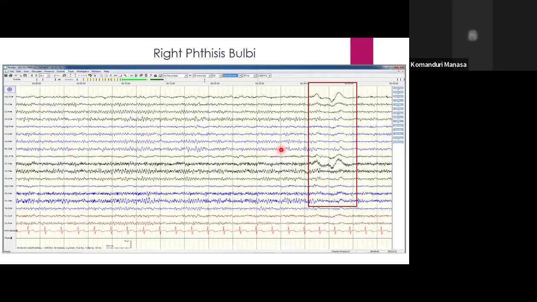Here is a condition where we are getting asymmetry. We are picking up the eye movement artifacts only in the left electrodes, and the right is not showing any eye movement artifacts. So this is a case with a right phthisis bulbi, which shows the asymmetry of the eye movement artifacts.